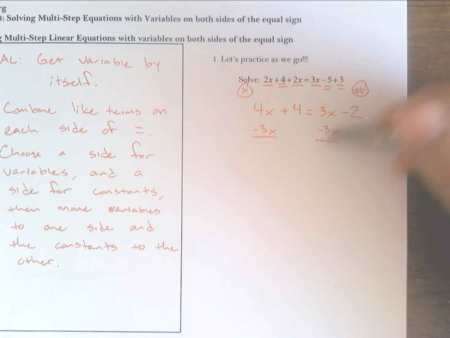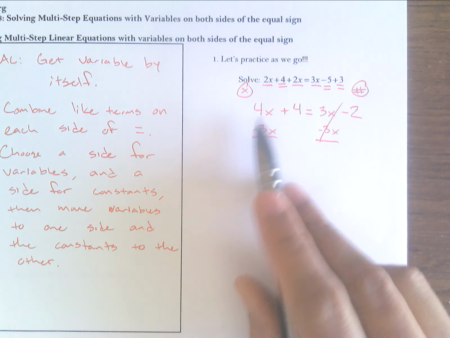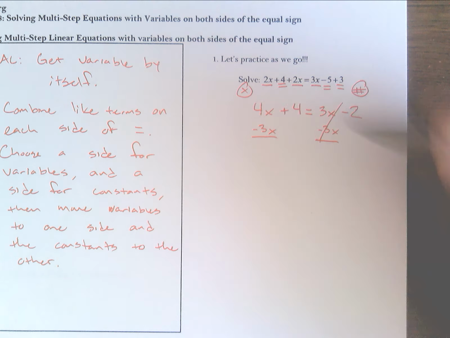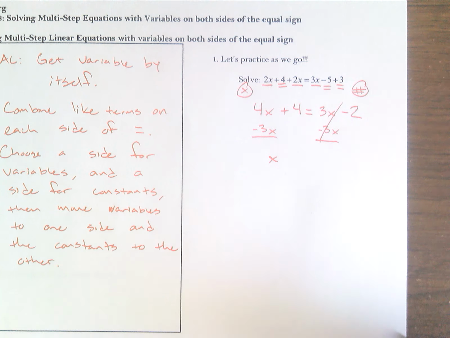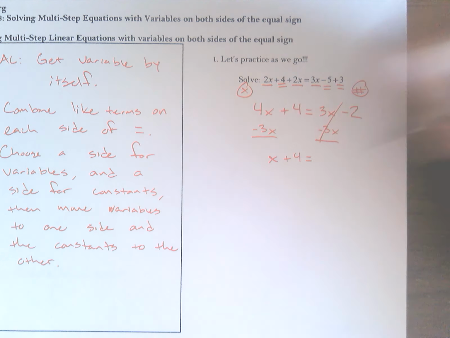Of course, on this side, it cancels. And then on this side, we have 4x minus 3x. Well, 4x minus 3x, again, this is just combining like terms. 4 minus 3 gives us 1x. Or we can just write x. We'll bring down the rest, so the plus 4 gets brought down, the equal sign gets brought down, and then the minus 2 over here gets brought down.